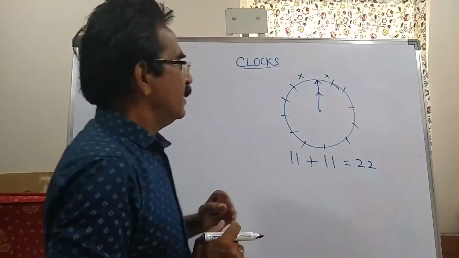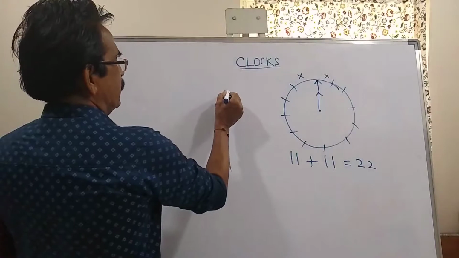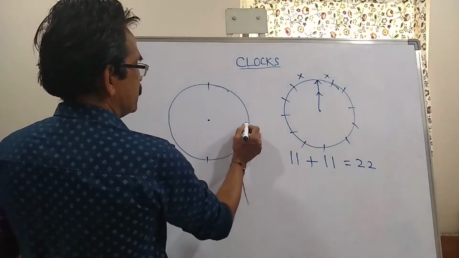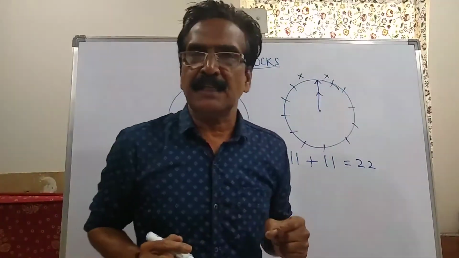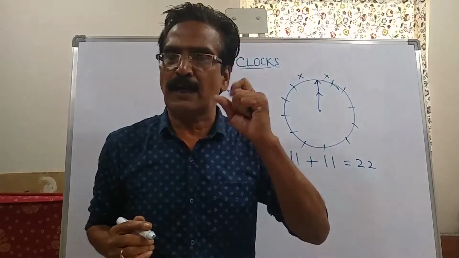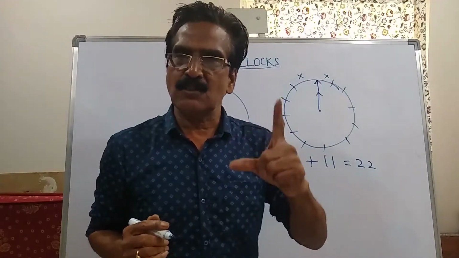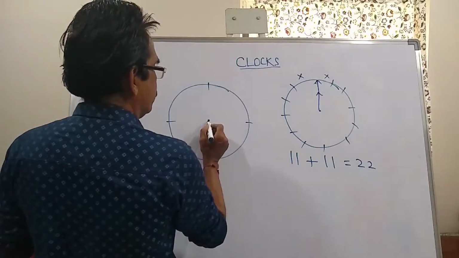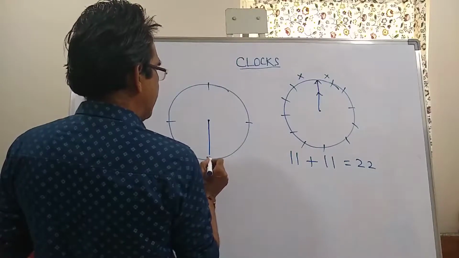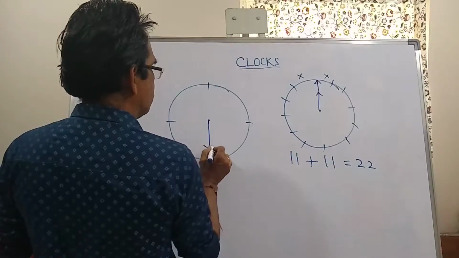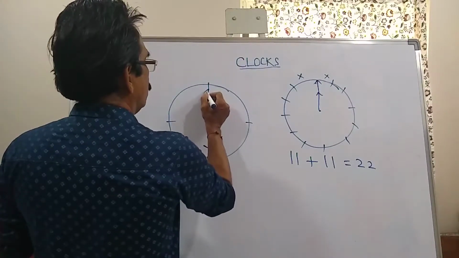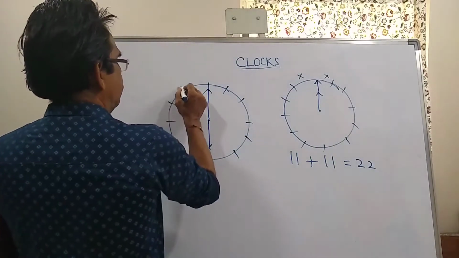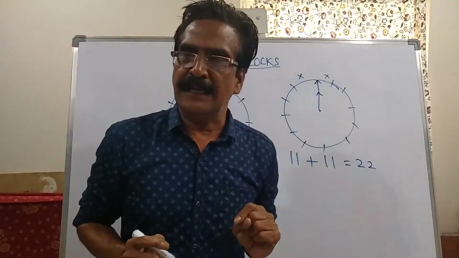That is the first thing. And second thing, how many times will the hands come to a straight line position? Straight line position means the position of hands at 6 o'clock. The position of hands at 6 o'clock is called straight line position. How many times will the hands of a clock come to this position? This is also 22 times in a day. Hands will come to a straight line position 22 times in a day.